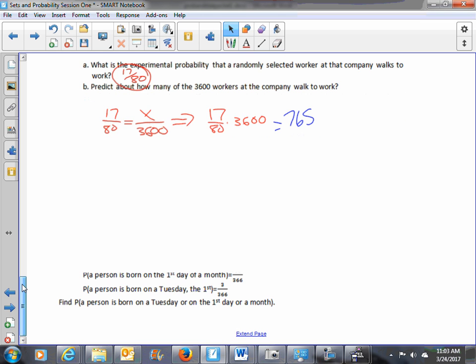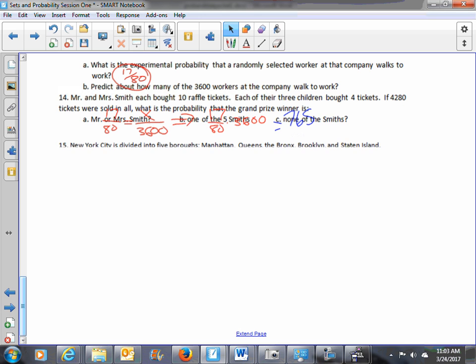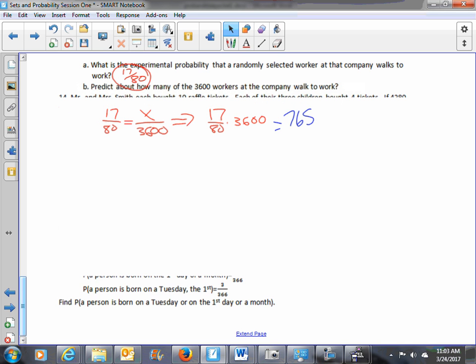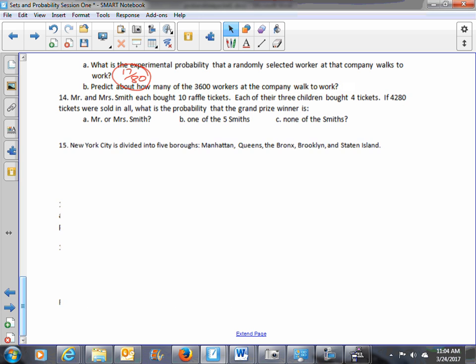Okay. We're going to have to erase this. Mr. and Mrs. Smith each bought 10 raffle tickets. Each of their 3 children bought 4 tickets. If 4,280 tickets were sold in all, what is the probability that the grand prize winner is?